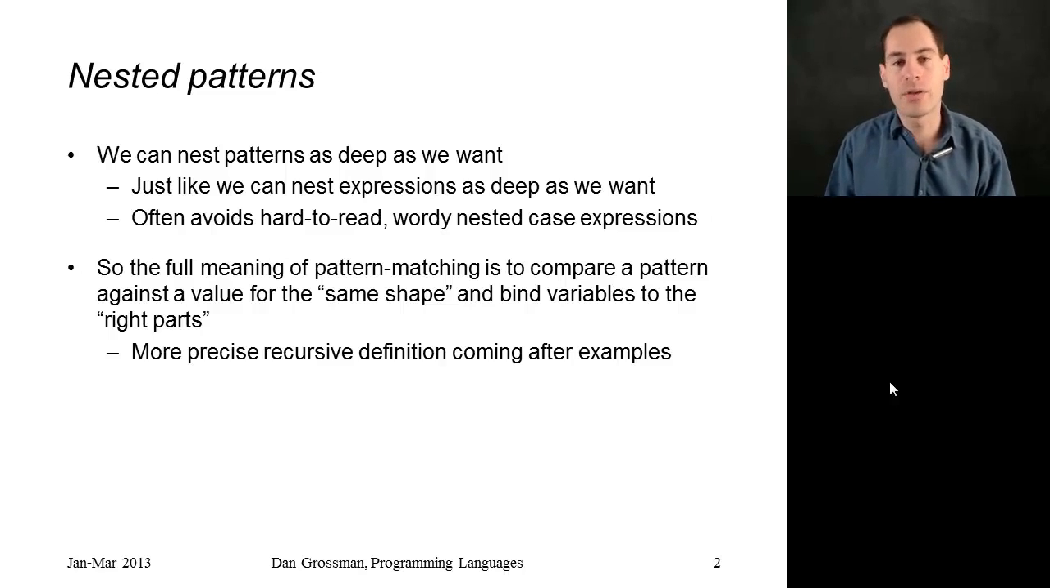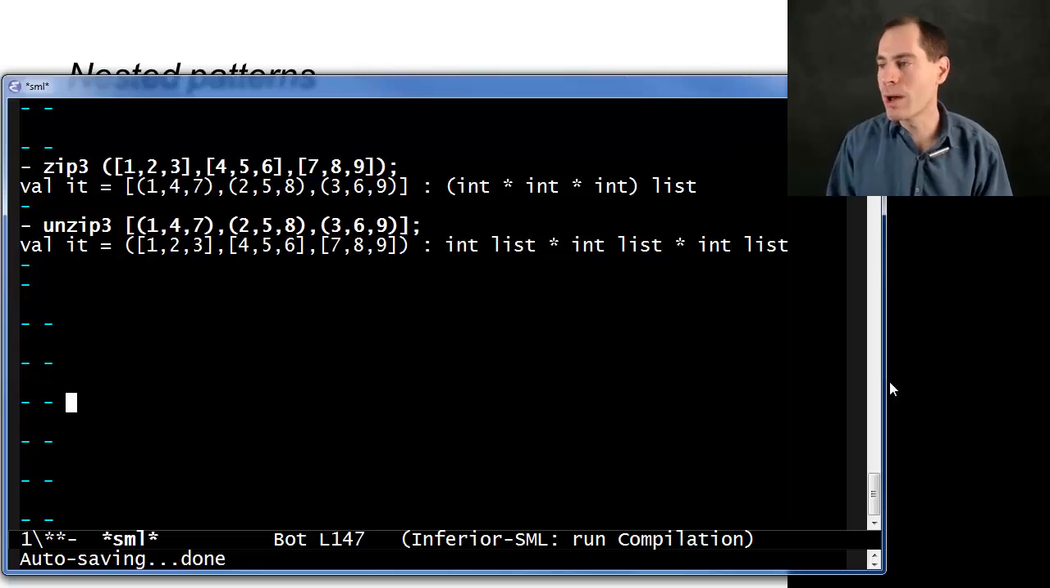So it turns out the full meaning of pattern matching is going to be a recursive definition that's going to take the idea of a pattern that can contain other patterns and a value that can contain other values and see if the value has the same shape described by the pattern, and if so, bind variables to the right parts. But I think it'll be easier to see several examples over the next couple segments before we get to that precise, elegant, recursive definition. So what I want to do in this segment is show one nice example which relates to zipping and unzipping.